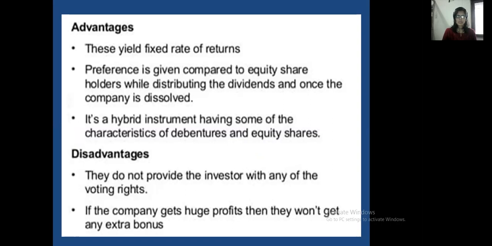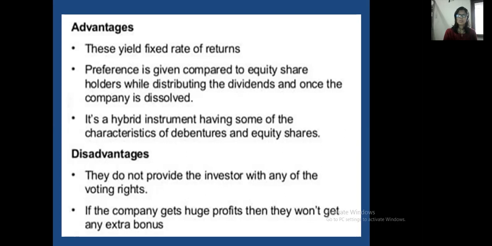So in this way, we can calculate the cost. Next is advantages. What are the advantages of this source? These yield a fixed rate of return. Means after paying a fixed percentage, we are free to use the extra remaining part of our income for any purposes, for investment and others. And preference is given compared to equity shareholders. Preference दी जाती है equity shareholders के comparison में. Preference while distributing the dividend and once the company is dissolved.